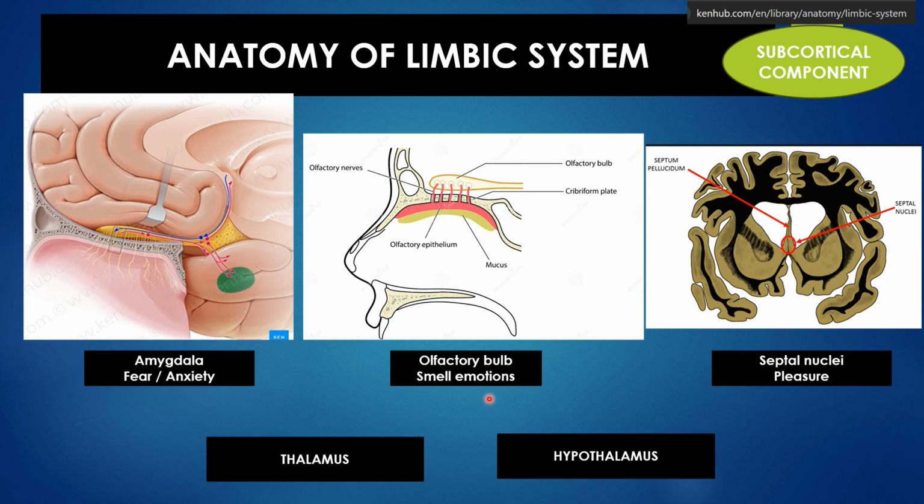And olfactory bulb. Olfactory bulb deals with smell emotions. So this is the cribriform plate of ethmoid from which we see lots of small nerves which are basically the olfactory nerves. And the olfactory nerves end in the olfactory bulb, which is a component of the limbic system. Septal nuclei, how do you identify in gross anatomy? We look for the septum pellucidum, and as it ends inferiorly, we see the septal nuclei. Septal nuclei plays a vital part in pleasure in human beings. So that is the second part of the limbic system, which is basically the subcortical component.